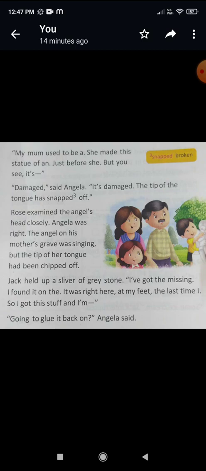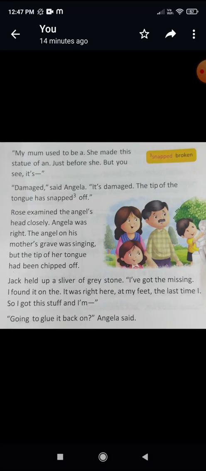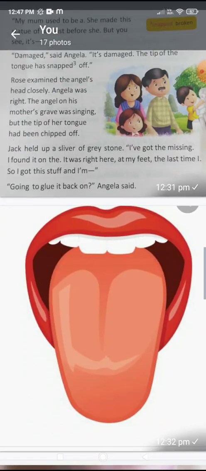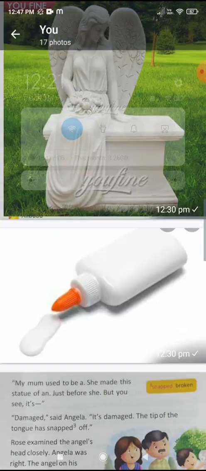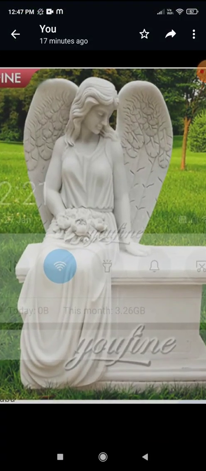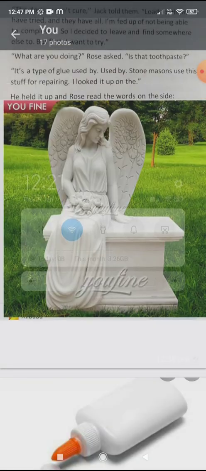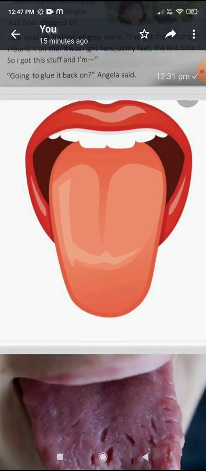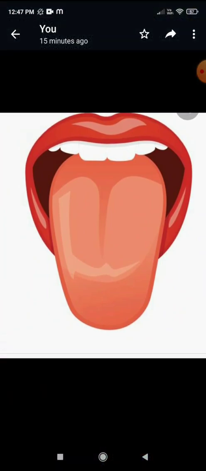Damaged? Said Angela. It's damaged. The tip of the tongue has snapped off. What do you mean by the word snapped off? Snapped off in the sense broken. So this is the statue of an angel. Can you see? This is the statue of an angel made by his mother. So what has happened to the tip of the tongue? The tip of the tongue has snapped. It has broken.